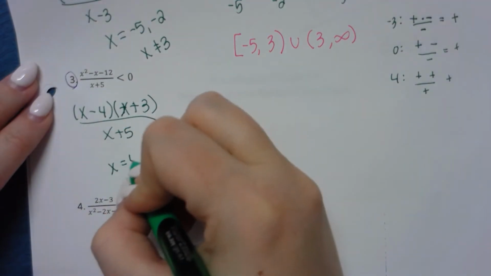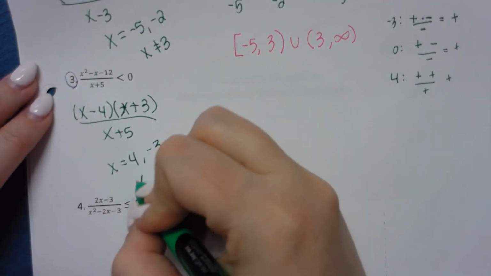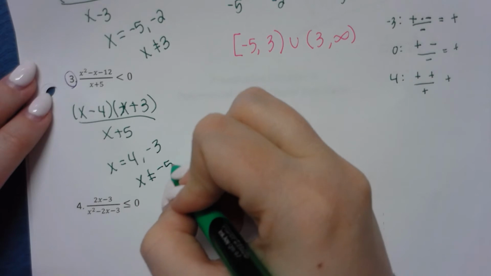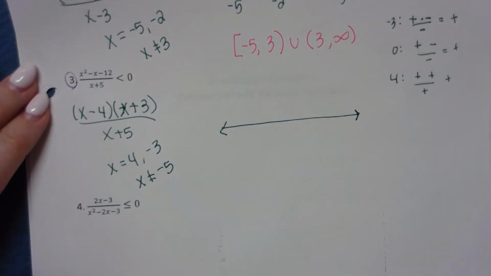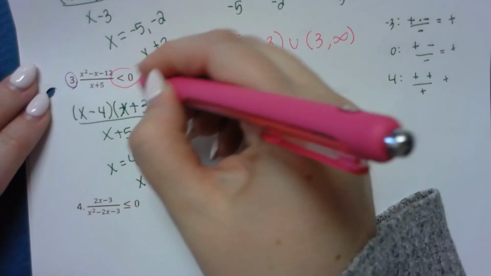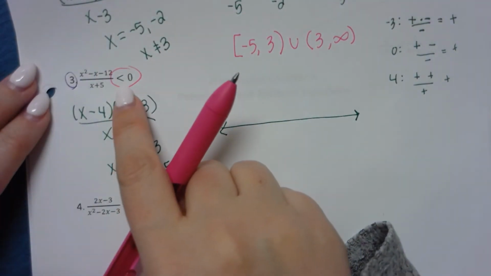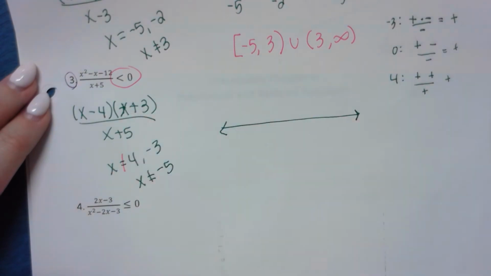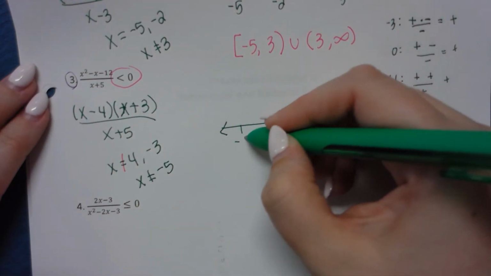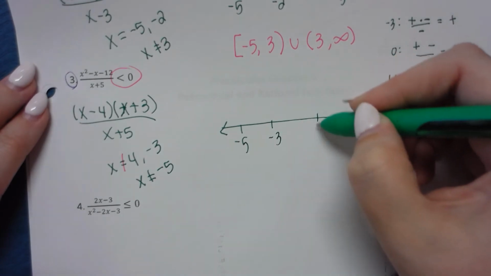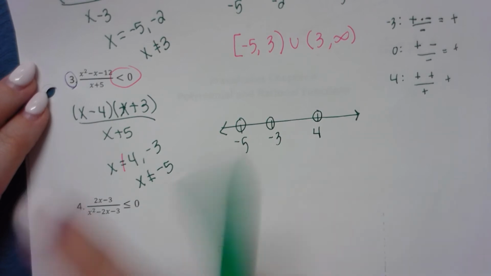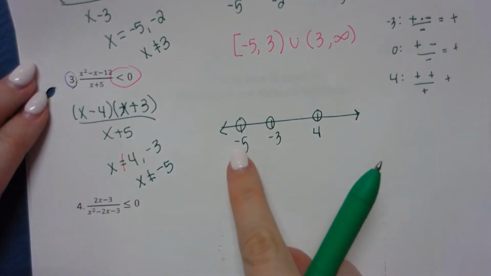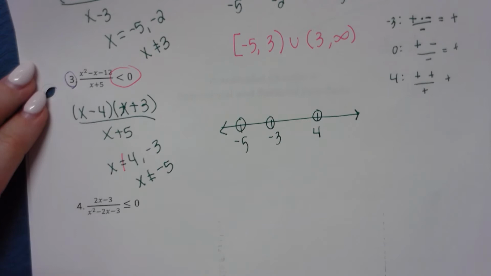So x equals 4 and -3. X cannot equal -5. So now when we go to our number line, we have to be careful. Because this is strictly less than and not less than or equal to, these technically can't be equal as well. So on our number line, -5, -3, and 4 all have to be open circles, because it's strictly less than, none of them can be closed circles.